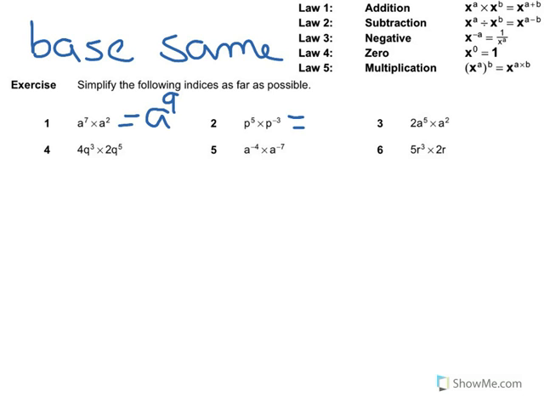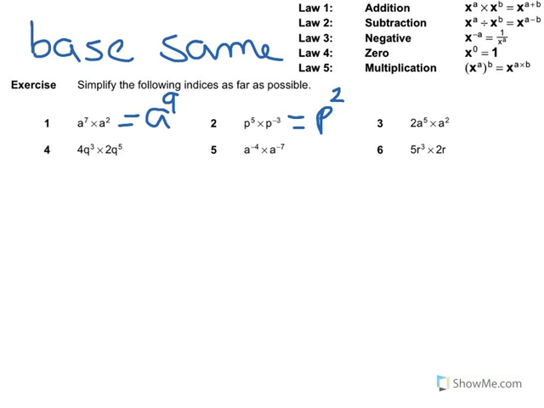Question 2. The base is the same, they're both p, but this time we've got 5 plus minus 3. So we're adding the indices, but we've got plus minus 3. That means we've got p to the power of 2. Don't forget, your negative number rules apply here as well. Let's try the next one.